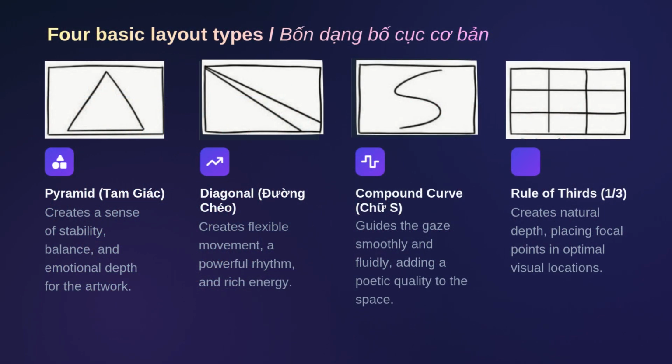Pyramid creates a sense of stability, balance, and emotional depth for the artwork. Diagonal creates flexible movement, a powerful rhythm, and rich energy. Compound curve guides the gaze smoothly and fluidly, adding a poetic quality to the space. Rule of thirds creates natural depth, placing focal points in optimal visual locations.